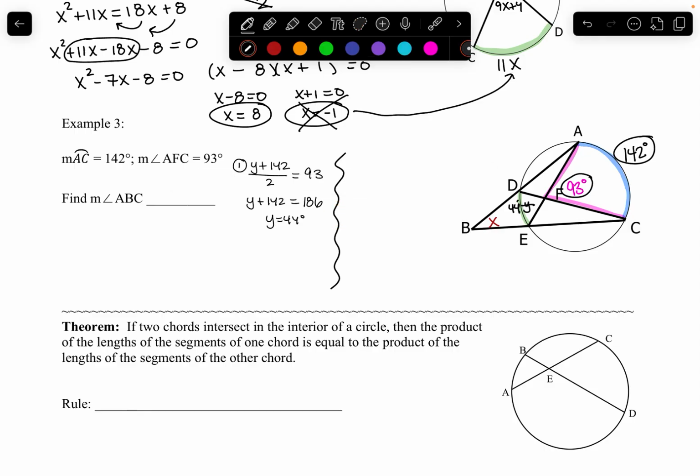So now that I know that, I can come back in here and I can do 142 minus 44 divided by 2, and that's going to equal my outside angle x. So 142 minus 44 divided by 2 gets me 49. So that outside angle x is going to be 49, so the measure of angle ABC is 49 degrees. Okay, that's a two-stepper.